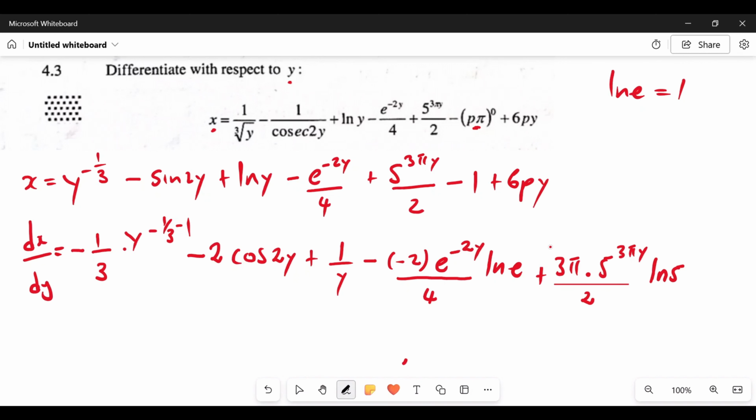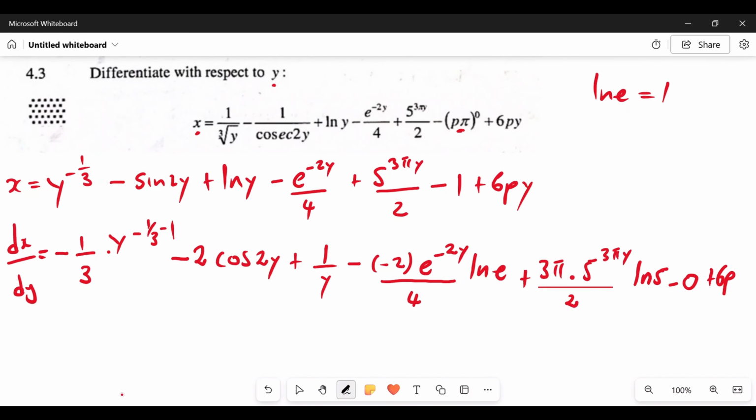Now, let's look at the second last term, which is negative 1. This is a constant here, even if you put negative 0. And then the last term, which we have plus 6py, this is going to give us plus 6p. I hope you are able to see that. Guys, this is how you differentiate each and every term that we have here. Well, when it's like this, guys, it means it's not simplified. How about we simplify the terms that need to be simplified?